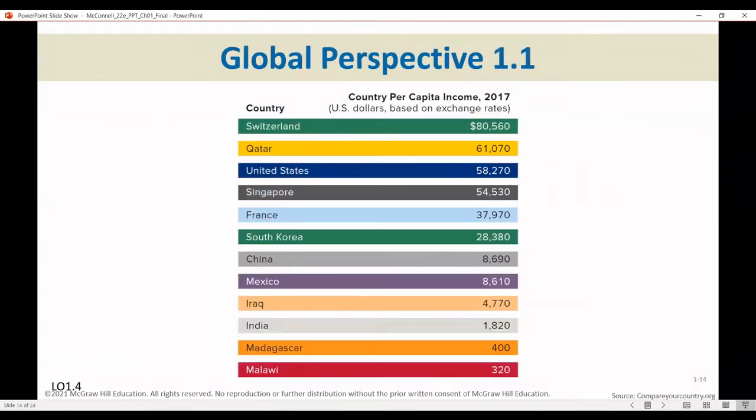Global perspective: this gives you per capita income as of 2017 for selected nations.